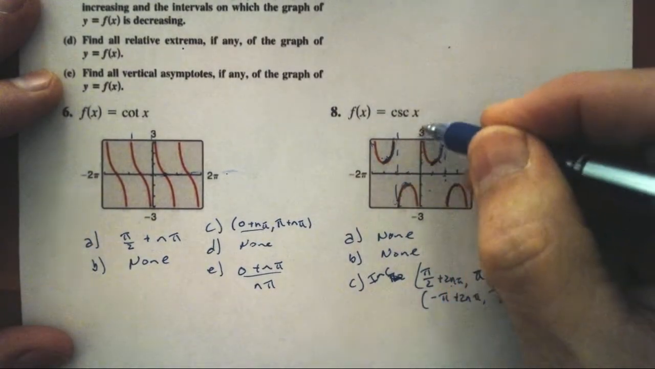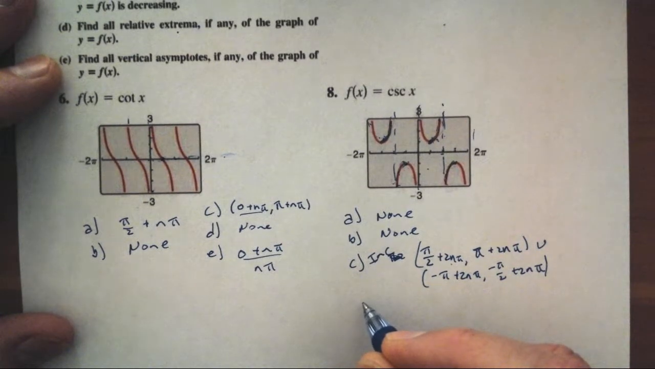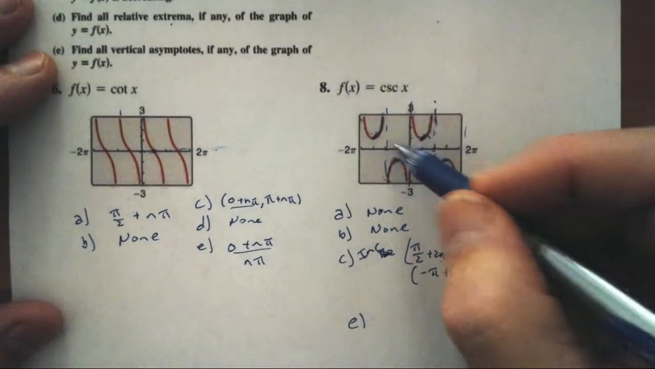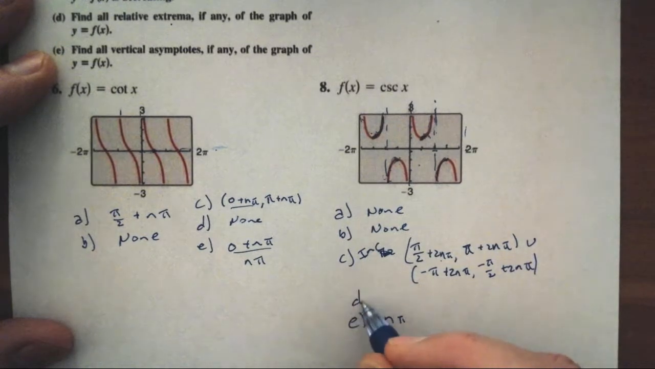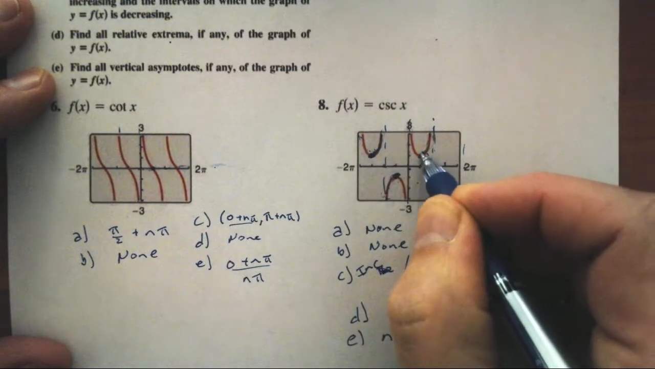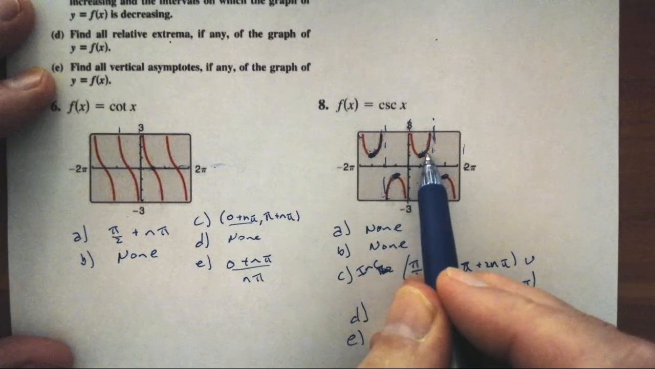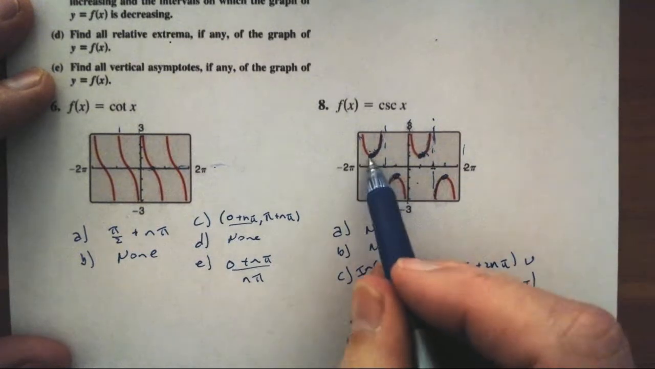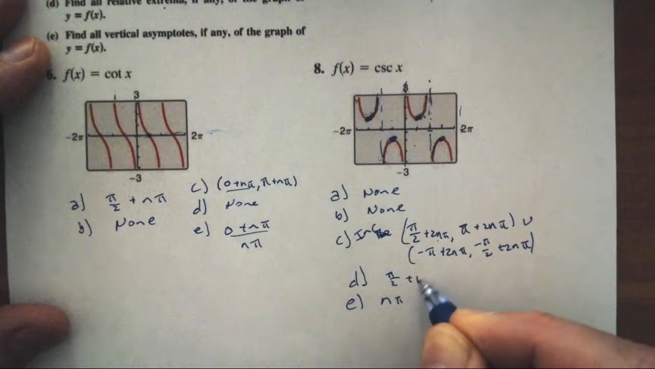And find all vertical asymptotes. We got a vertical asymptote at 0, at pi, at 2 pi. Oh, that's E. That's part E, sorry. Find all vertical asymptotes at 0, at pi, at 2 pi. So it's every pi, so just n pi. And D, the extremes. Here's a relative minimum, relative maximum, relative minimum, relative maximum. It's the smallest point in its neighborhood. It's the largest in its neighborhood. And those are occurring every pi units, but starting at pi on 2. So pi on 2 plus n pi.